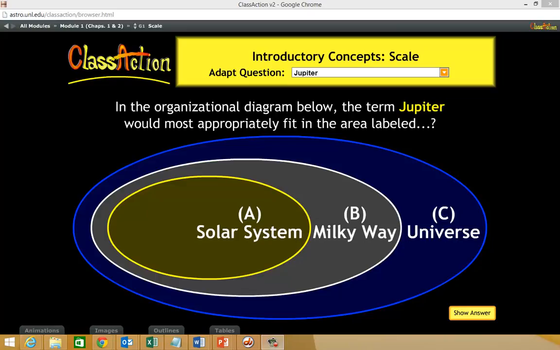So in this one, we're asking to see where Jupiter fits in. Jupiter obviously is in the solar system. It's one of the 8 planets, and so it would best fit in A. All right, let's move on to the next question.